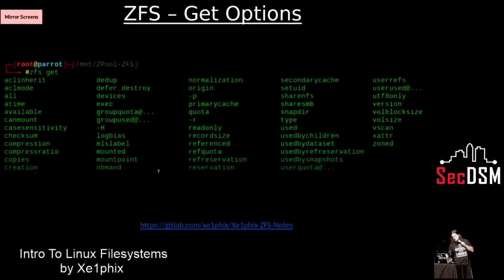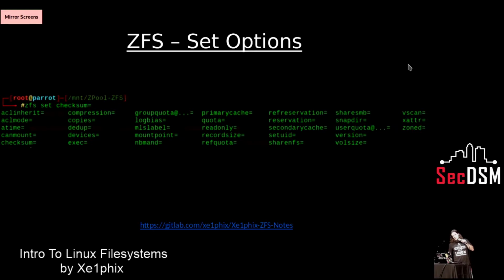Okay, so these are all the different attributes that you can get. I use Parrot Linux, so you can tab complete. These are all the different options you can get: ACL inherit, ACL mode, all features or all attributes. And these are all the set features with ZFS.